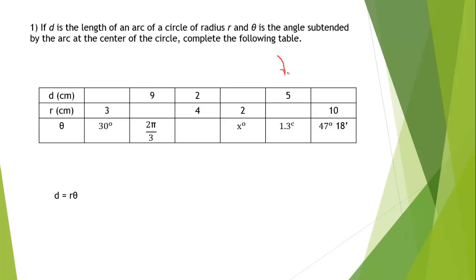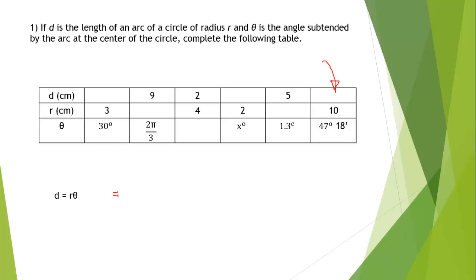Then we need to find the value of r. r equals d over theta, 5 by 1.3 radians, which gives us 3.85 centimeters. Now moving on to the last column, we need to find the value of d.